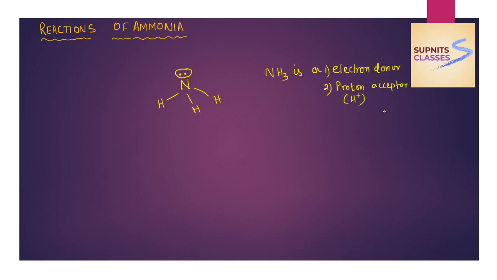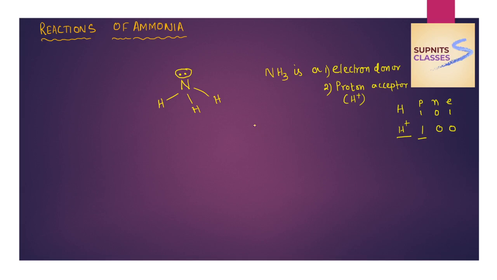Why H plus is called proton? Because see, if it is hydrogen, then it has one proton, zero neutron, and one electron. If we are talking about H plus, then definitely proton will be one, zero neutron, zero electrons. Clear? So that is why this H plus is nothing but a proton. Hence, it is an electron donor. It is also a proton acceptor. But how does this help us in understanding the chemistry of ammonia?